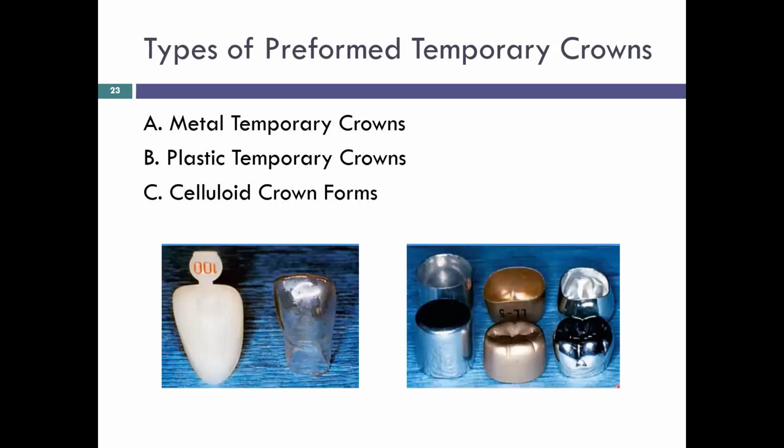Now, types of prefabricated crowns. They can be metal temporary crowns, plastic temporary crowns, and celluloid crowns. These are the metal temporary crowns. This one is a plastic temporary crown, and this one is a celluloid crown form. Basically, these celluloid forms are molds in which we fill our material and place it in the patient's mouth.